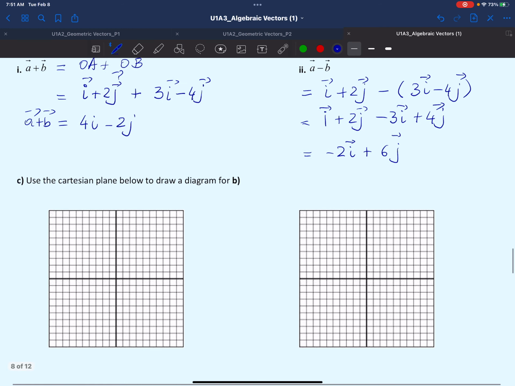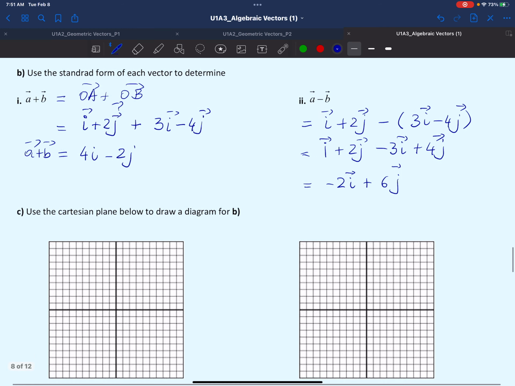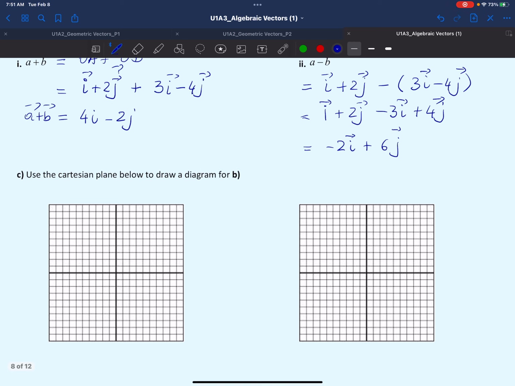And now we're going to use a Cartesian plane to draw the vectors from before. So 4i minus 2j means that the component form of it will be 4 and negative 2. So position at 0, 0, and then 1, 2, 3, 4, and negative 2. So this is where the head of the vector would be.